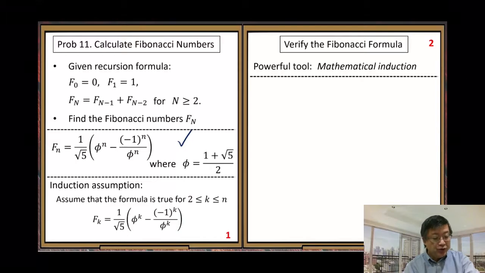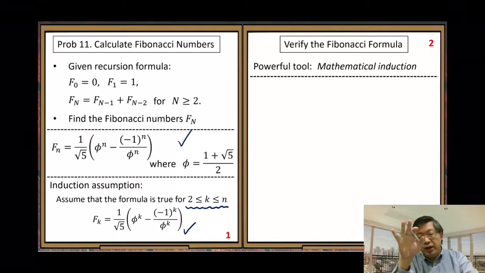We assume that the formula is true for the subscript in the range. We need to pay attention to the range. So this formula is true when the subscript falls into this range, greater than or equal to 2, less than or equal to n. That's the assumption. Then the goal.